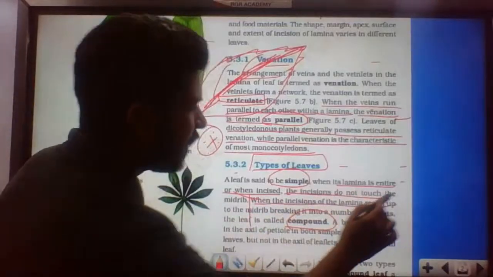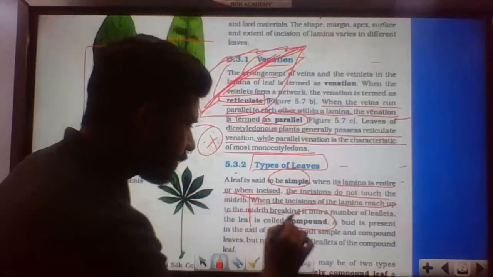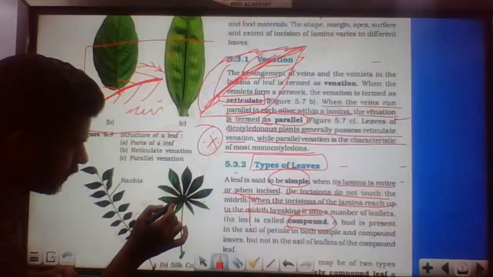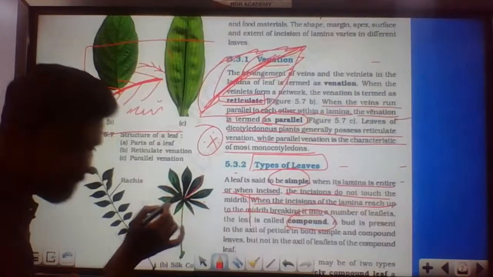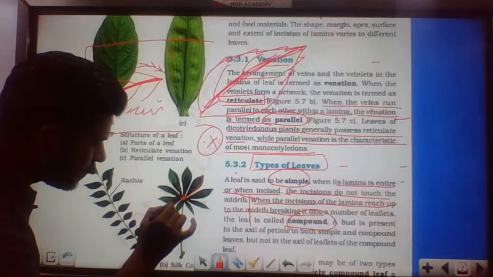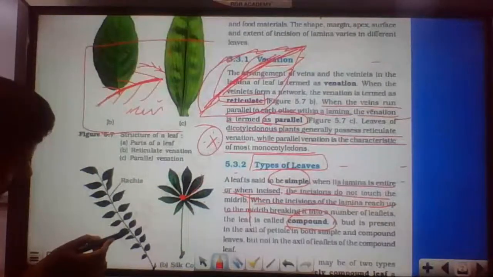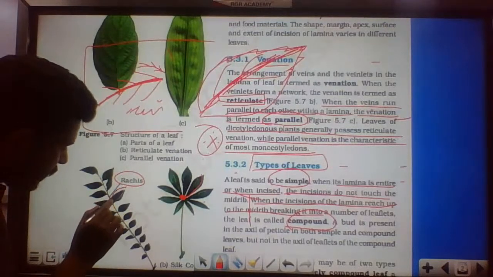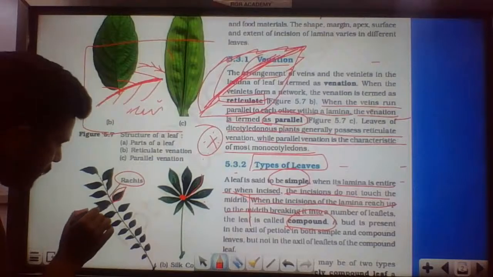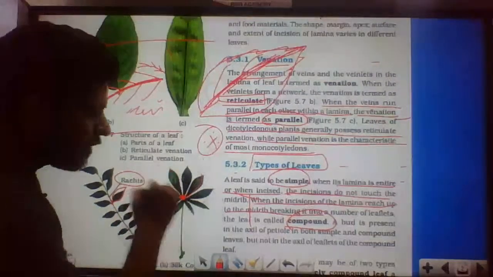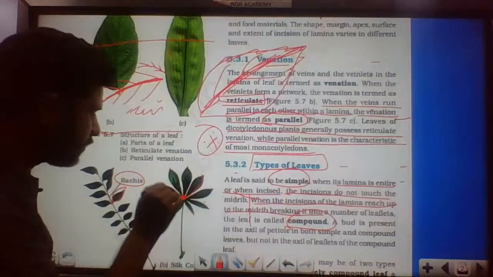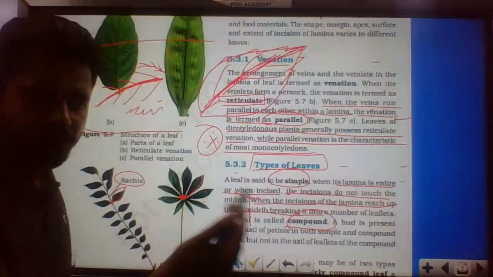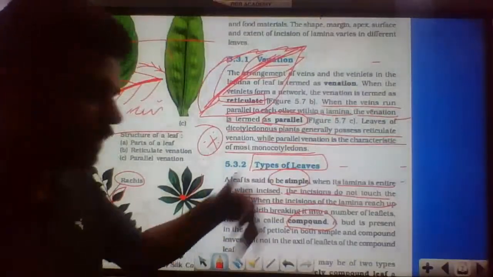When the incisions of the lamina reach up to the midrib, breaking into a number of leaflets, these are all the leaflets. See, look here. This is the incision which has reached up to the midrib. This is the midrib, which is known as rachis. So this is the leaf. The incision completely touches the midrib. So this type of leaves are compound leaves. If the incision touches the midrib, they are called compound leaves. If the incision does not touch the midrib, it is called simple leaves. Okay, this is the basic difference between simple and compound leaves.